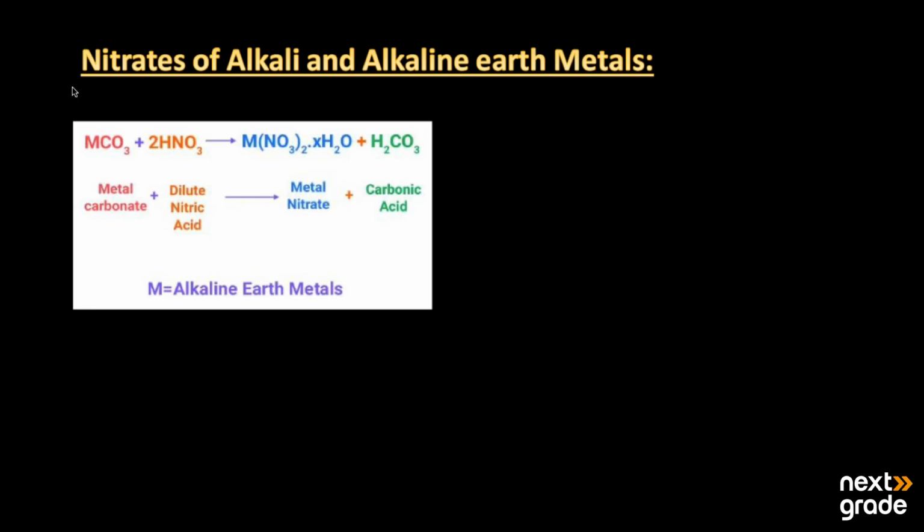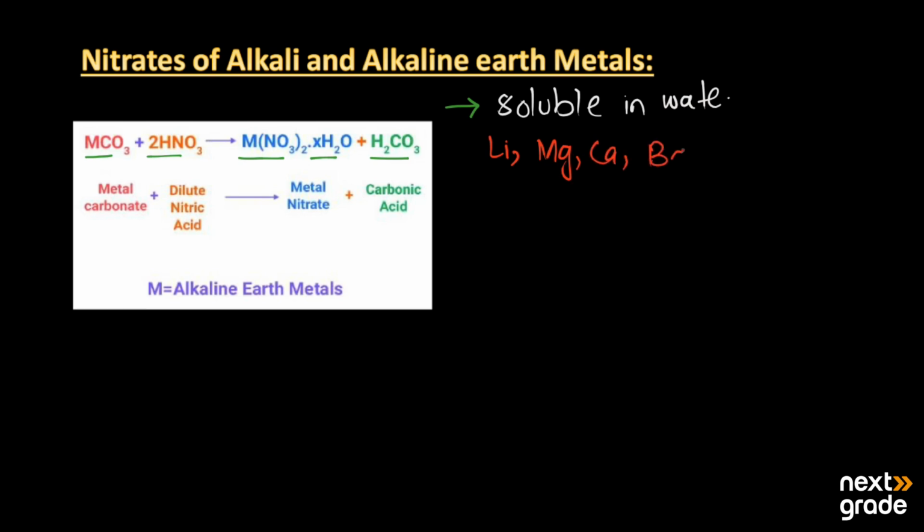Basically, when we have the metal carbonate, it reacts with dilute nitric acid producing the respective nitrates and their water of hydration along with the carbonic acid. On the other hand, the nitrates of both the alkali and alkaline earth metals are soluble in water. They get dissolved in water, as we have the nitrates of lithium, magnesium, calcium, and barium.